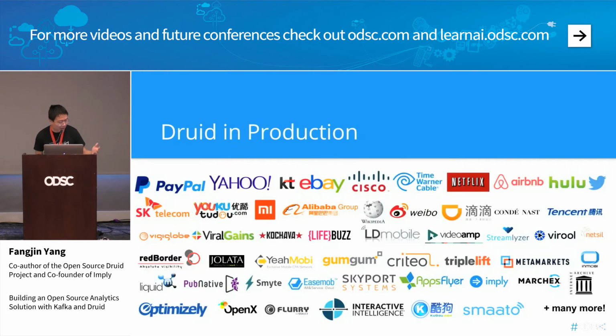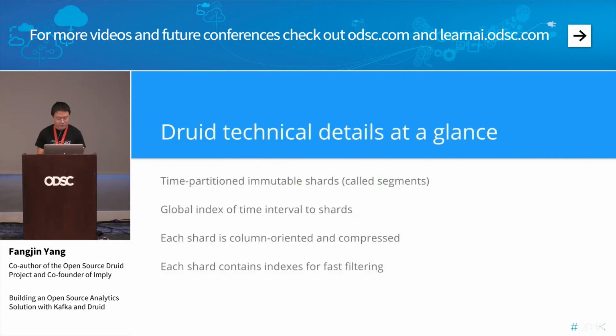Druid today is probably used by over 1,000 companies in production. There are a lot of famous ones that have talked about their public usage, much like the other two open source systems I talked about before. I'm not going to go into the full details of how Druid works. I'm just going to talk about it at a high level because it's a little more complex than the message bus and also the stream processor.